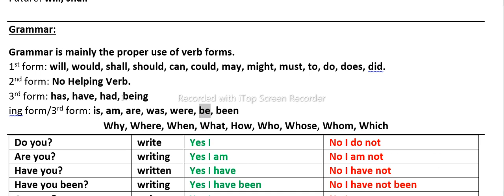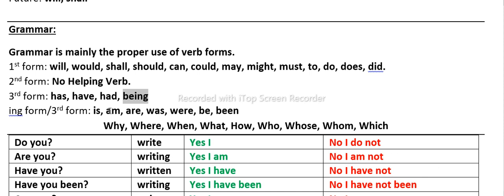Similarly, being is the ing form we use here, so we can say is being, am being, are being. Being is always followed by third form. If you say is, you can say writing, but if you say is being, then you'll say written. Letter is being written. Being is used only in passive voice sentences, not in active voice.